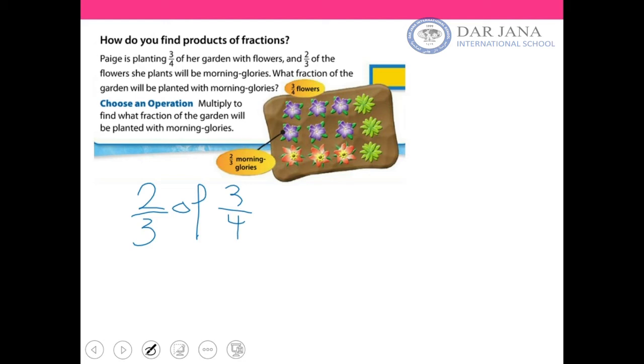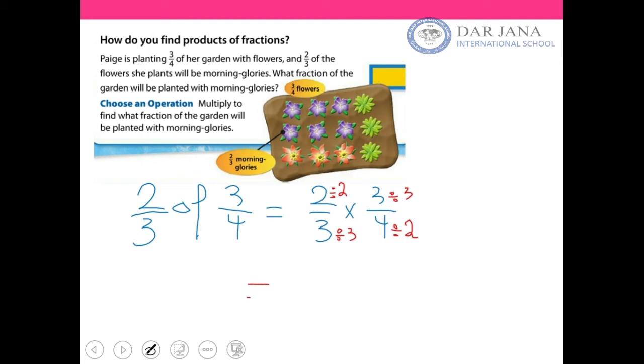I want to know the fraction of the morning glories. So I need to multiply 2/3 times 3/4. Already here we have a fraction by fraction. There is nothing to be done before I start simplification. Also here I need to simplify before I multiply. I try to simplify any numerator with any denominator. So I can simplify 2 with a 4. So I divide by 2, divided by 2. And also the 3 and the 3, I can divide them by 3, both of them. So it's divided by 3, divided by 3.